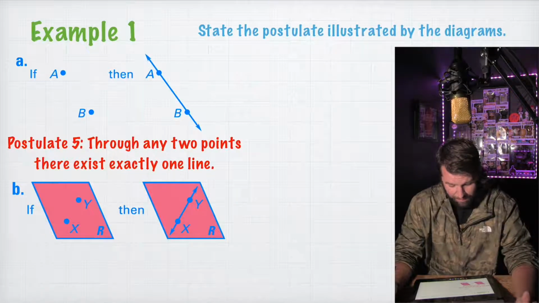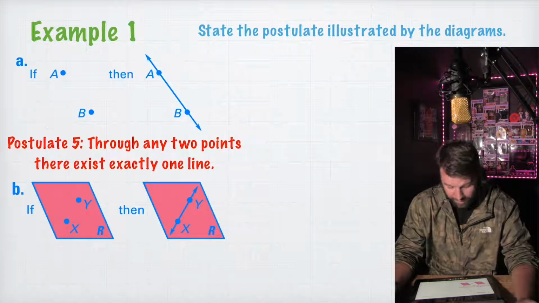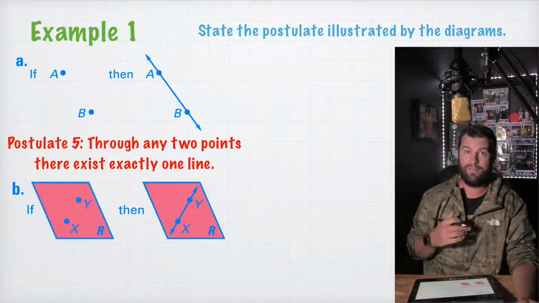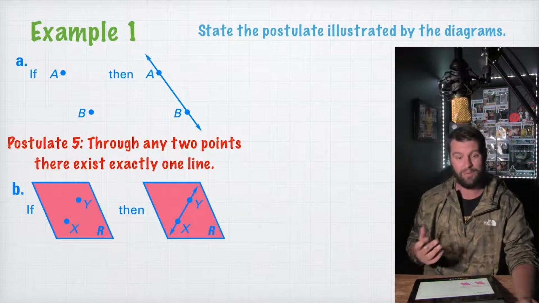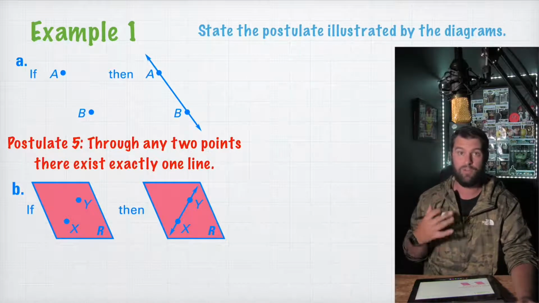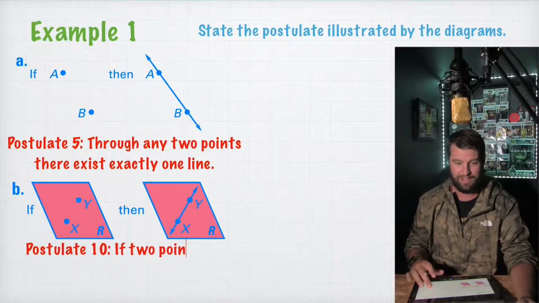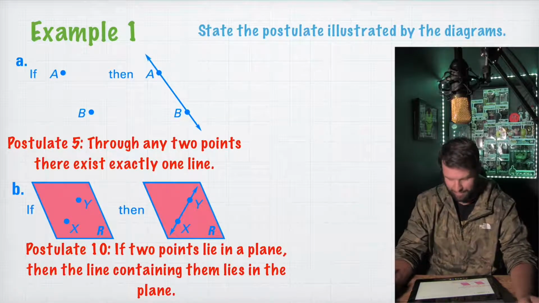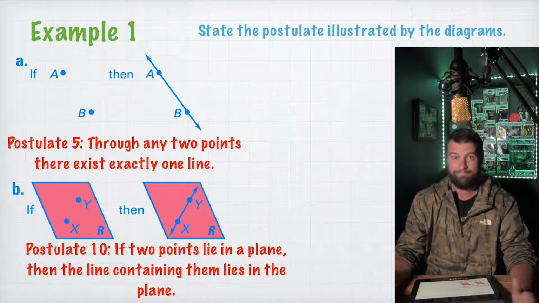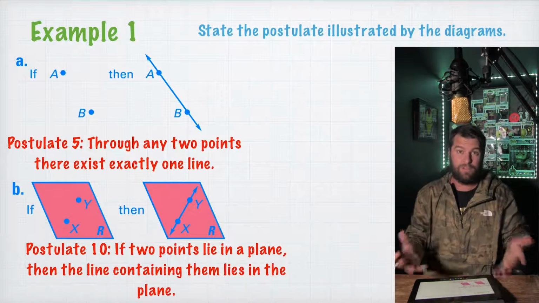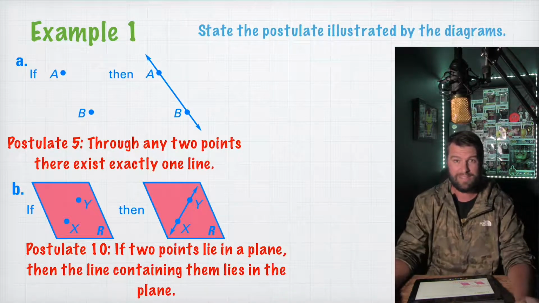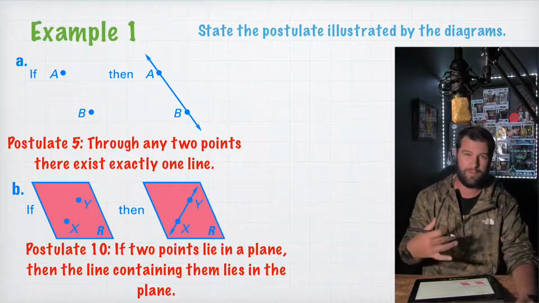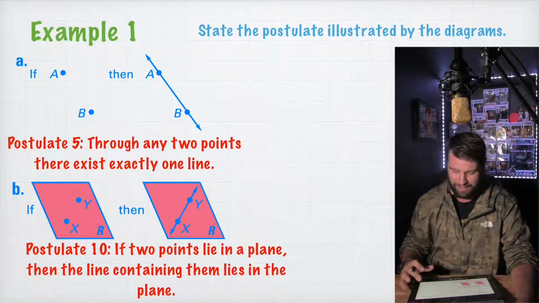Part B. If plane R contains points X and Y, then plane R contains a line that is made up of X and Y. What postulate dealt with a plane and a line and 2 points? Postulate 10 did, and it said if 2 points lie in a plane, then the line containing them lies in the plane. I feel like that's pretty straightforward. I hope it makes sense. If not, just look at the examples in your book, maybe re-listen to it. I don't know. Let's just keep going.